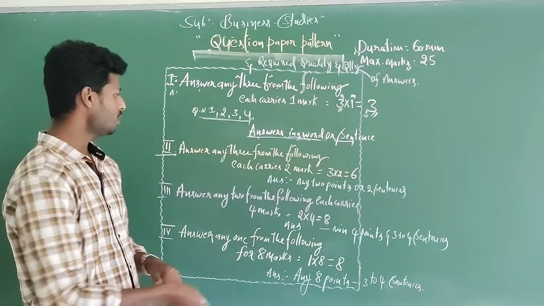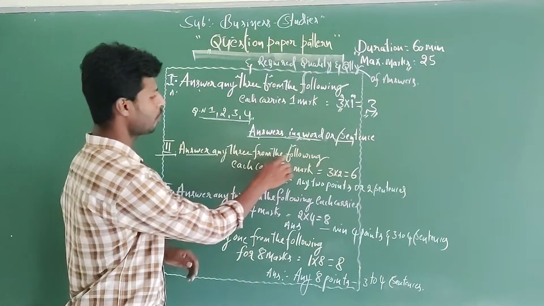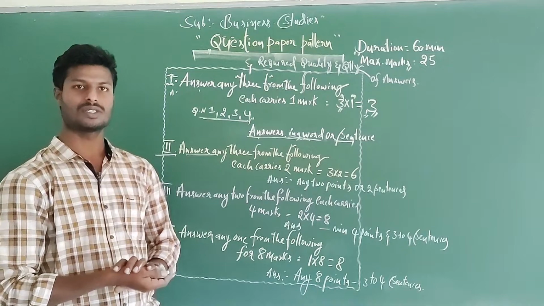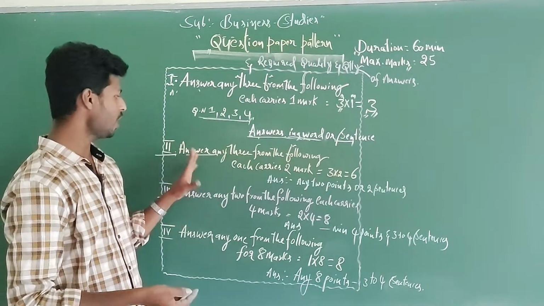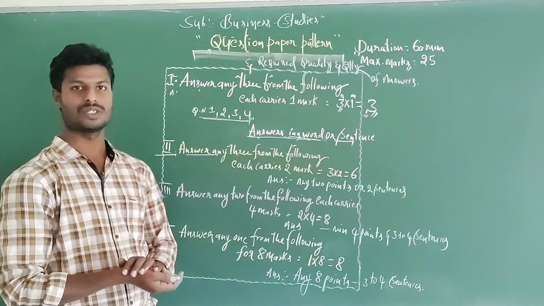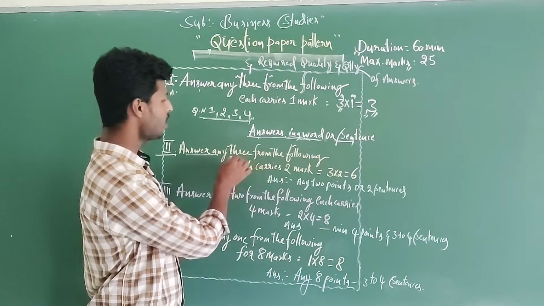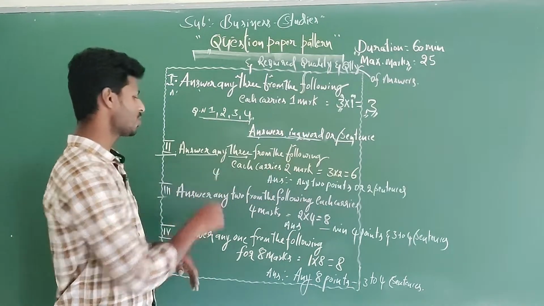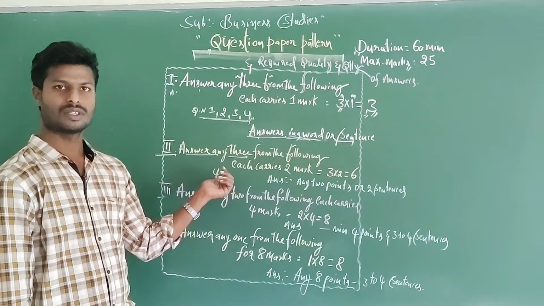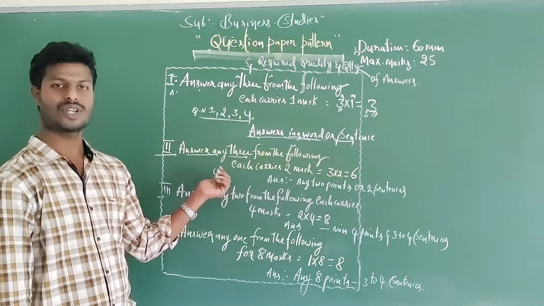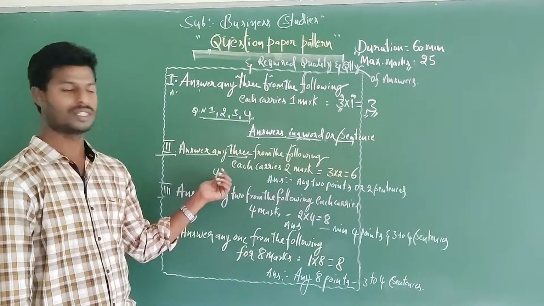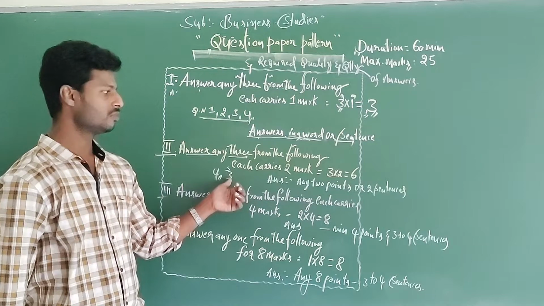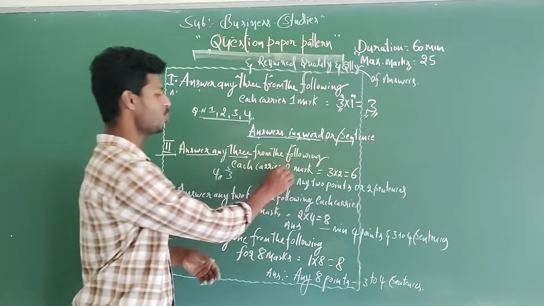Let us move to the second main. Answer any 3 from the following, each carries 2 marks. So this is about the 2 mark questions. Section B or the second main has all 2 mark questions. So here, answer any 3 from the following, each carries 2 marks. Here also you will find 4 questions. You will get 1 extra question. You will get a choice here. So out of 4 questions, you need to choose any 3. To each question, you will get 2 marks.